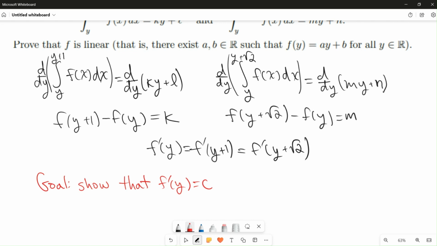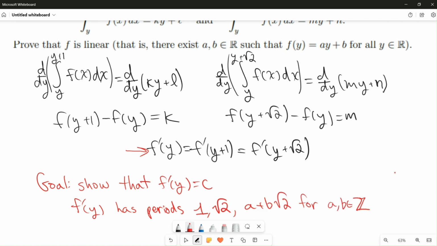And usually, when we want to prove some fact about a function, we start with some of its properties. Here, from this equation right here, we see that f prime of y is actually a periodic function. It has two periods, 1 and root 2. And because it is periodic with these two periods, it is also periodic with every possible linear combination of these two periods. So we know that f prime will be periodic with every single period of this type right here.